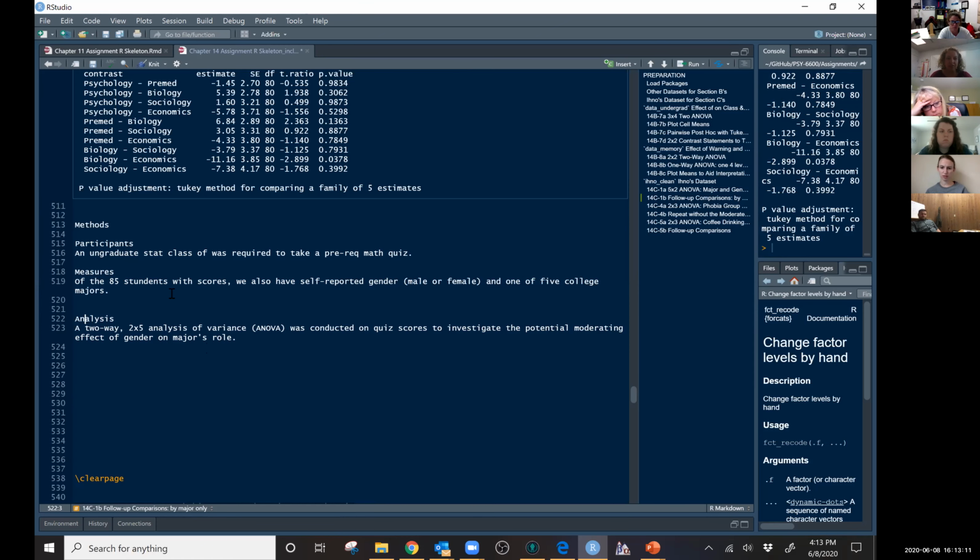And so we could say the means, the summary statistics for the math quiz scores for all are provided in Table 1. And then you put your means in a table for each of the majors and maybe each of the genders or some such way.